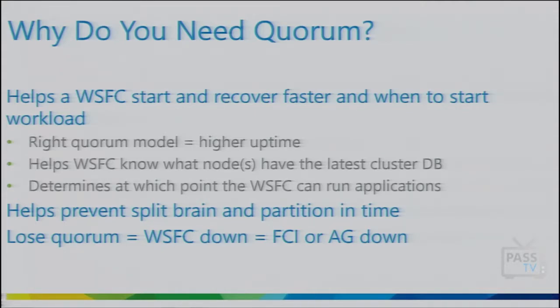And again, bottom line, if you lose quorum, that will take the Windows cluster down, which will in turn take down your FCI or your availability group. This is why this is all so important, because in a clustered ecosystem, it's tightly coupled. It's not loosely coupled.